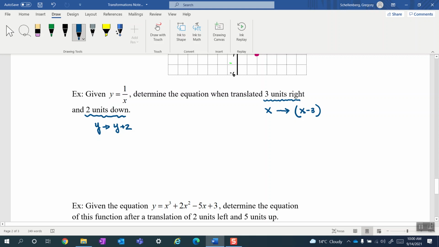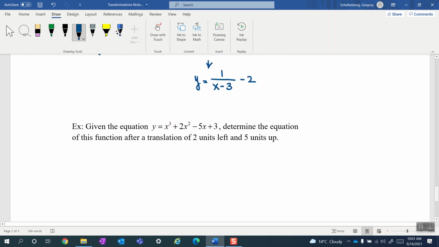Okay, so we'll build this up. I'm going to replace y with y plus 2. And I'm going to replace x with x minus 3. Okay, so that works right there. There is our basic reciprocal function translated 3 units to the right and 2 units down. But I'll also rewrite it having isolated y. So we would get y is equal to 1 over x minus 3 and minus 2. Okay.